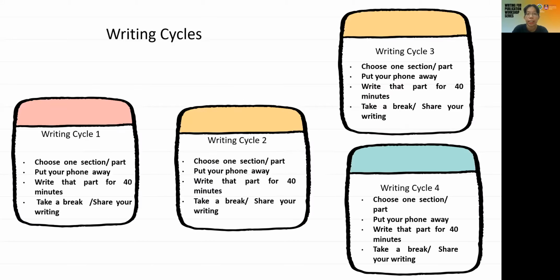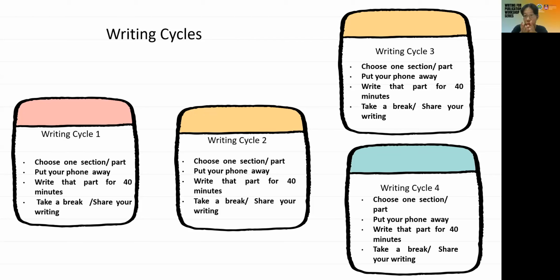So let's say this is the writing cycle. Right? So what you need to do, writing cycle 1, choose 1 section or 2 sections. It's up to you. Put your phone away. Put distraction away. Write that part for 40 minutes. Let's say, for example, if you feel that our voices are noises, silence us, right? If you know that you can silence us, right? And then take a break, and then you can share your writing if you want to share, right? And then we're going to go to writing cycle 2.